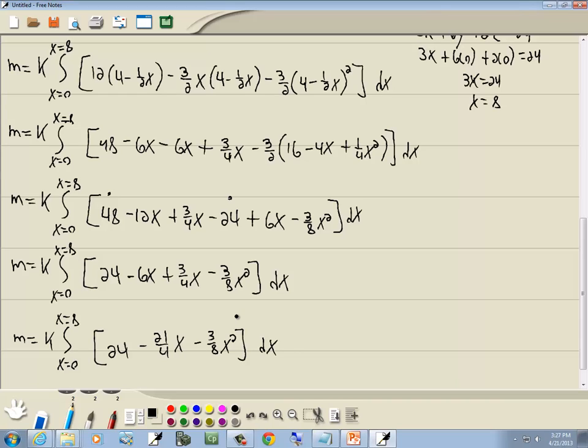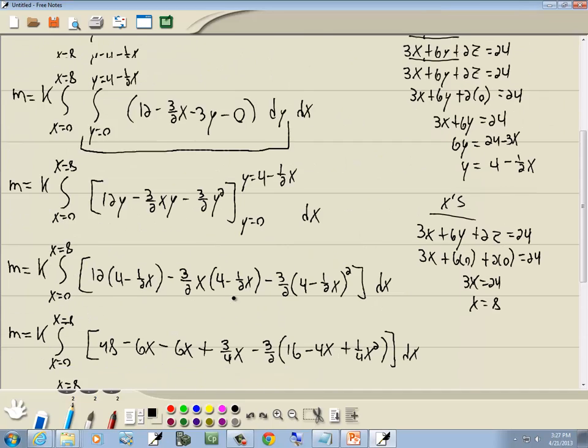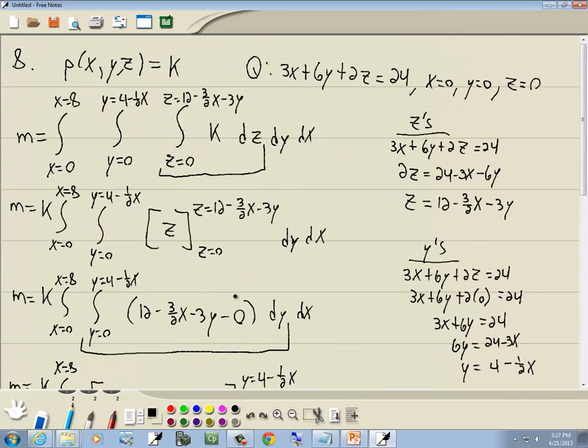And I'm out of room, so let me write this down, and then we'll continue on the next page. Okay, from x equals 0 to x equals 8. 24 minus, and it'd be a miracle if I don't make a mistake somewhere in this problem, but we'll see. dx. And let me write this down up above here. x equals 0 to x equals 8. y is equal to 0 to y is equal to 4 minus 1/2 x squared. z is equal to 12 minus 3/2 x minus 3y.